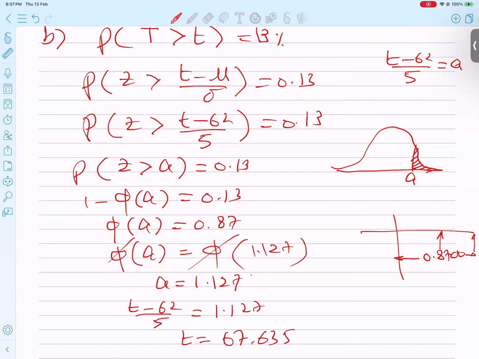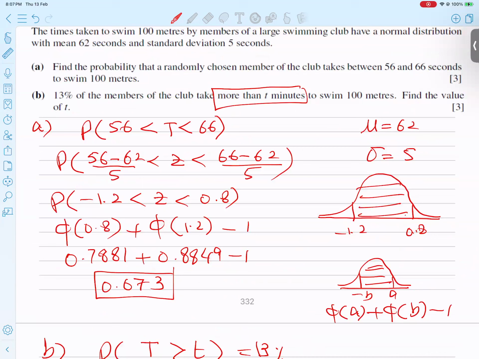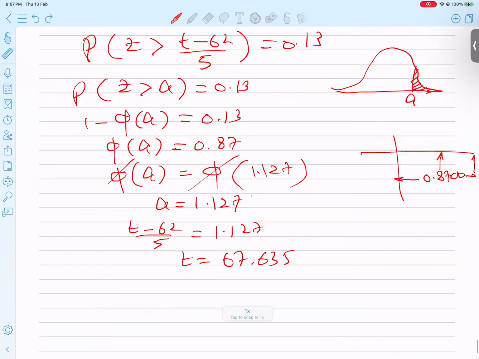67.635. But students, make sure the question says minutes, actually. And here we have seconds. So the problem is this one. We have to convert seconds to minutes. So naturally, we have to divide by 60, because this is actually 60t.